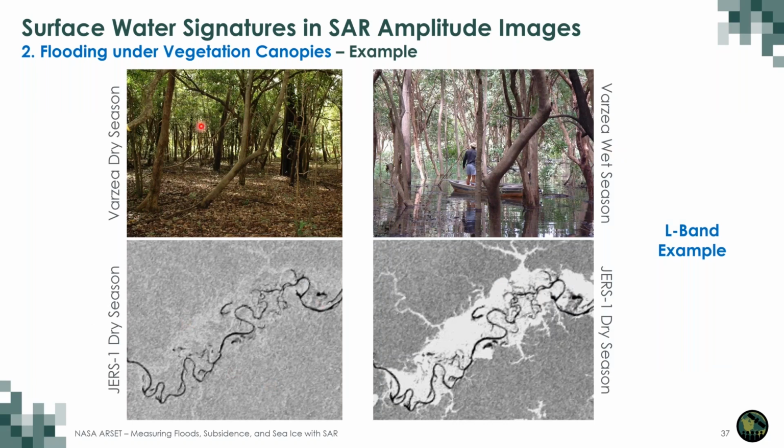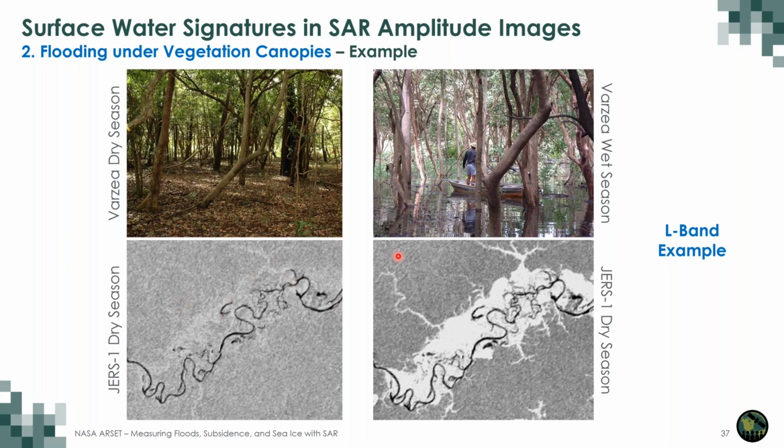To show you an example of flooded vegetation, you see here 2 cases of the Amazon rainforest in Brazil. On the left-hand side, you see a situation where there is no flooding under the trees. This is during the dry season. You see the field observation here on top, and on the bottom, you see the related SAR observation. What you see here in black is a river going through the Amazon rainforest. And around it, you see moderately gray value bright vegetation scattering in the area, scattering from the trees.